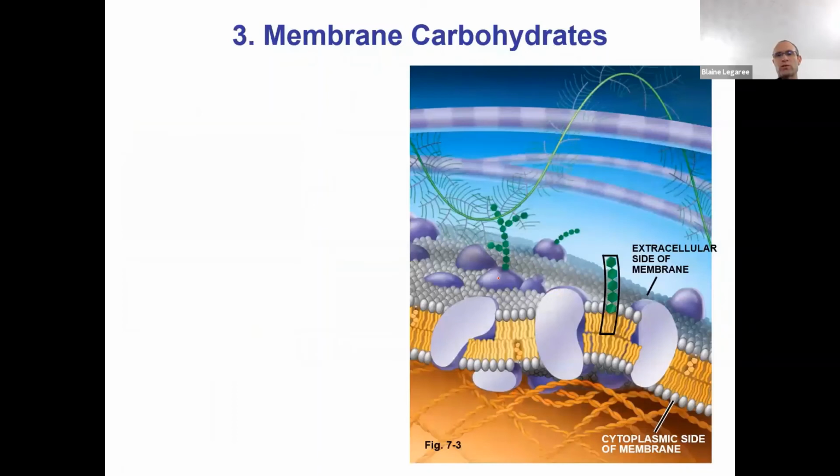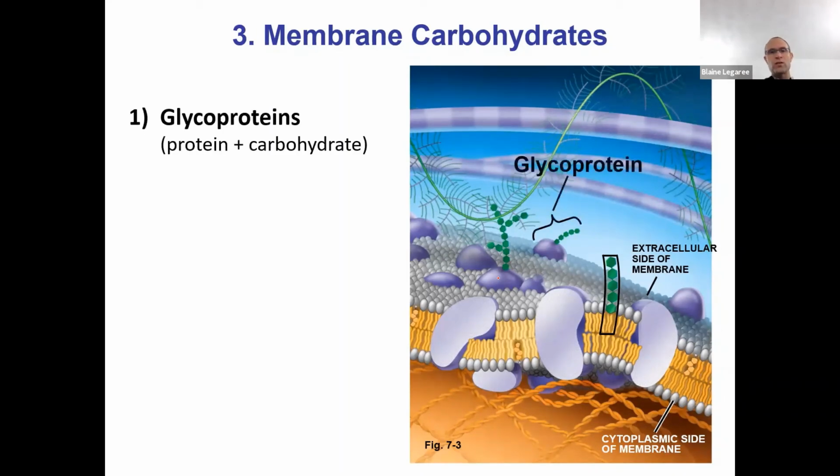Okay, so the third component. I told you we're looking at about 50-50, right? 50% phospholipids and 50% proteins. So how do carbohydrates fit in? Well, they're small, so maybe 1 to 2%. And they're not even found in all membranes. There's different types of membranes. Some of them are what we call glycoproteins. So what is a glycoprotein? Well, it's a protein that has a glyco component. Glyco, of course, is a carbohydrate.